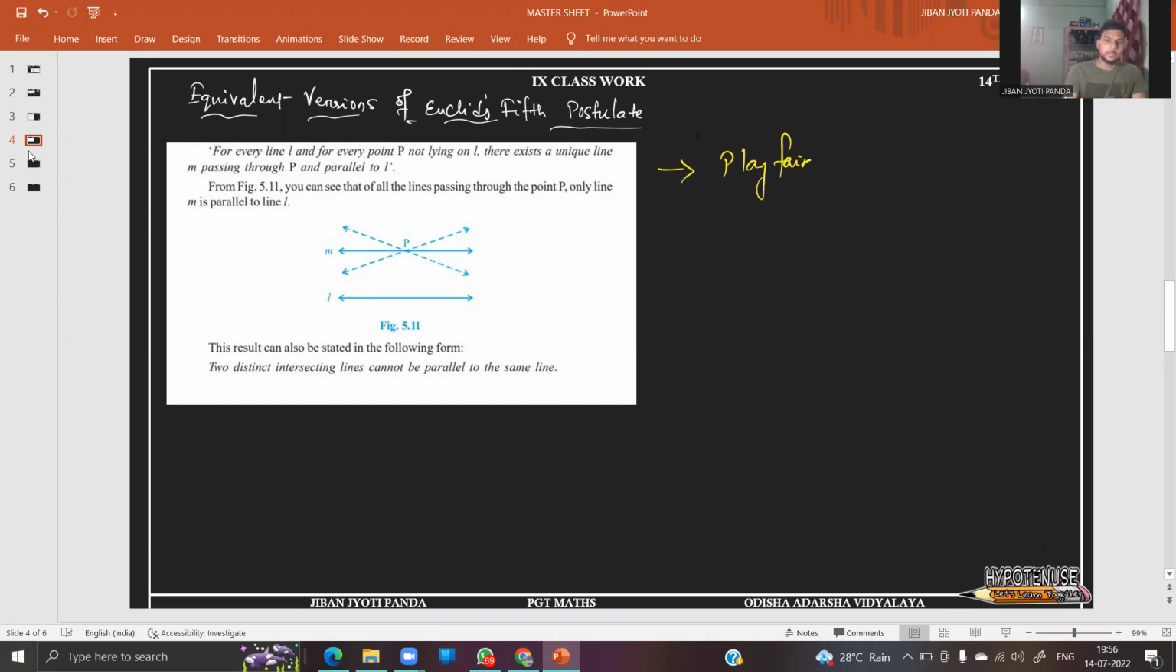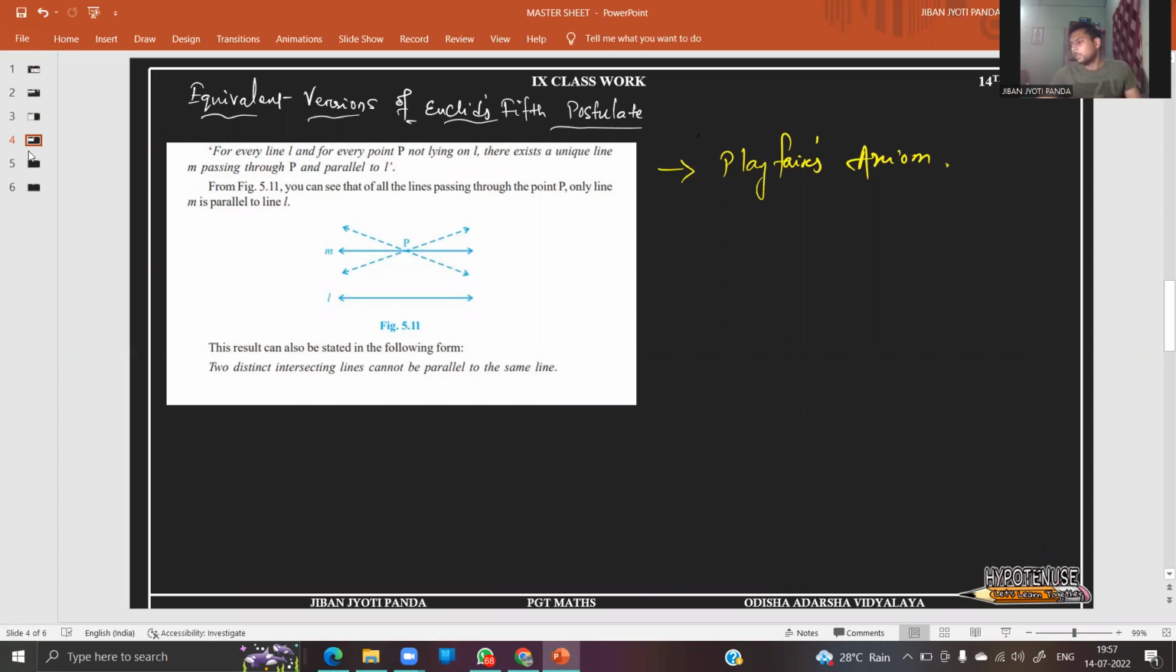Playfair's axiom, it means जो geometrician... Sir, आपका आवाज कट रहा है। Voice कट रहा है। Yes, sir. It's not clear. I think now it may be clear. It is clear. Yes, sir, now it's clear. Okay, no issue. Let us proceed.